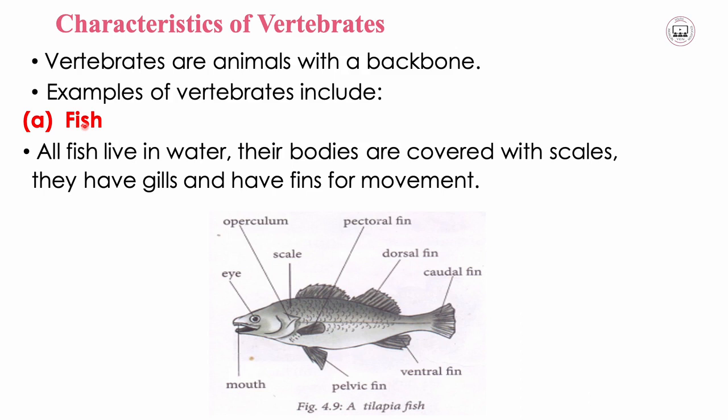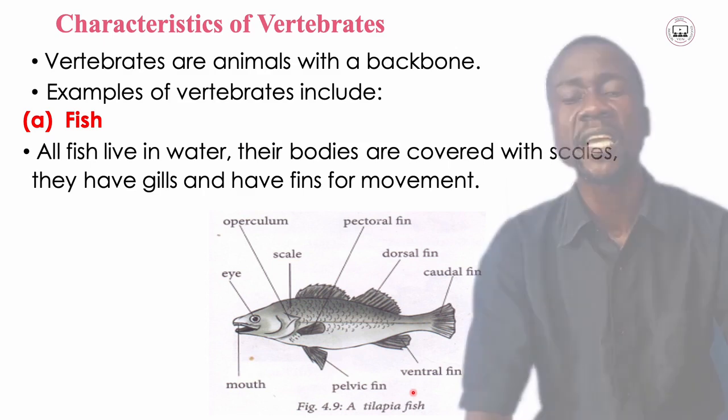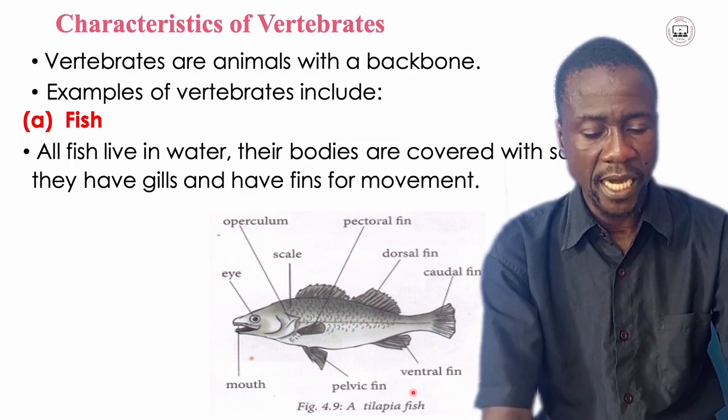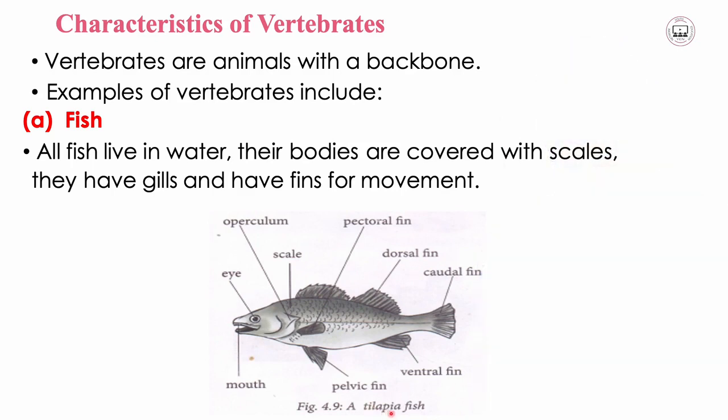Fish is another big group of vertebrates. All fish live in water, and their bodies are covered with scales. And they have gills for breathing, and have fins for movement. Of course, here I have an example of a fish. Despite there being so many species of fish, here we have only the one diagram of a tilapia fish.